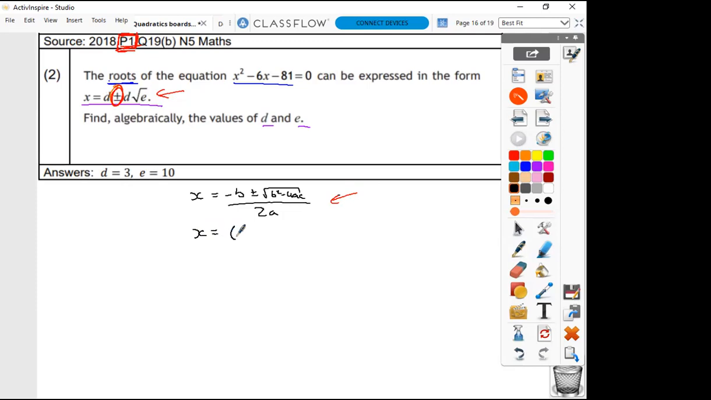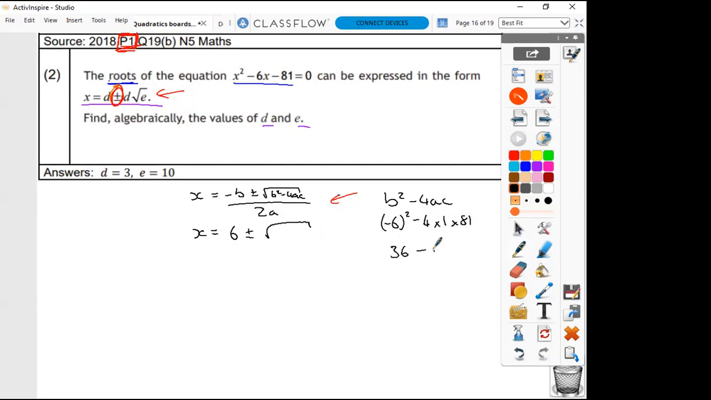Negative b would be plus 6, plus or minus root. Tell you what, we'll do the b squared bit over a wee bit, the root in, do b squared minus 4ac. b squared is negative 6 squared, minus 4 multiplied by 1 multiplied by 81. 36, negative 4 times 81.